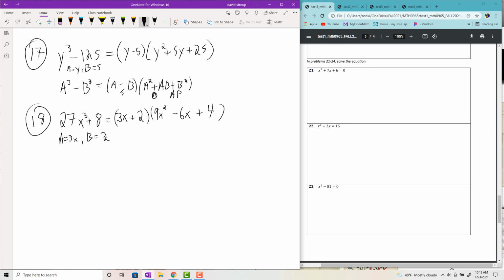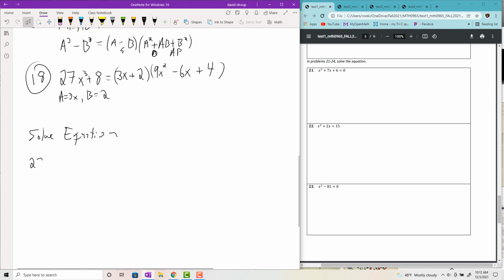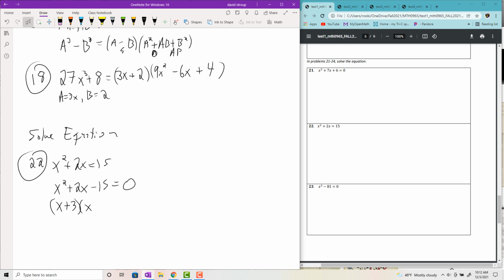21 to 24, you're actually solving now. So solve the equation. So like 22 there, let's look at that guy. I have x squared plus 2x equals 15. I'm going to move the 15 to the other side and then factor. So I have x plus 5, x minus 3, equals 0. So factor it and then set each factor equal to 0.